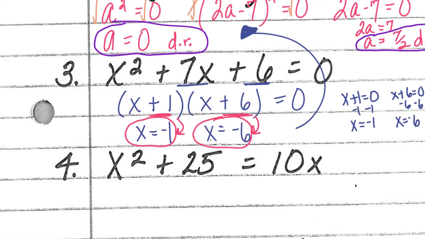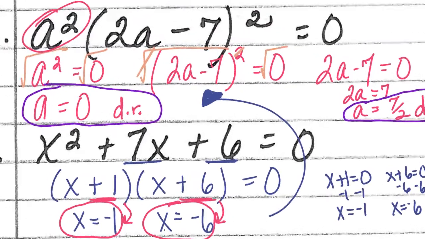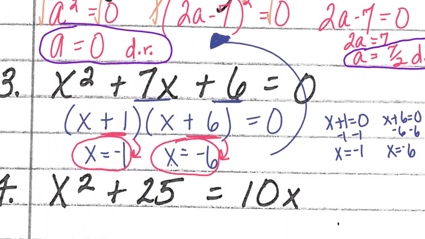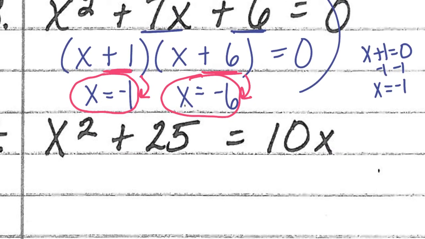This one is not solved for 0. So if you notice, the ones that we just did were solved for 0, 0, 0, but this one is not. So the first thing we have to do to solve what we call a quadratic equation is make it equal to 0. So I'm going to bring this 10 in the middle to set it up like a typical trinomial.